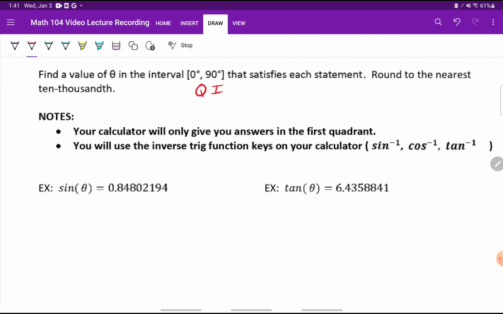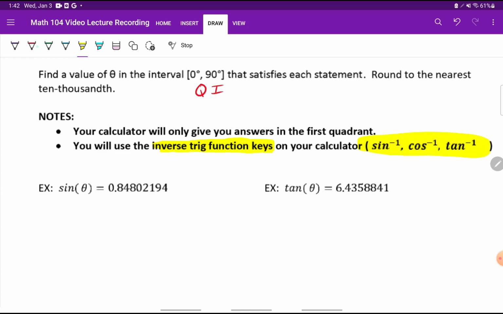Please note that your calculator is only going to give you answers in the first quadrant. And anytime you are looking to find an angle given the value of a trig function, you're going to be using the inverse trig function keys on your calculator. And they look like this.